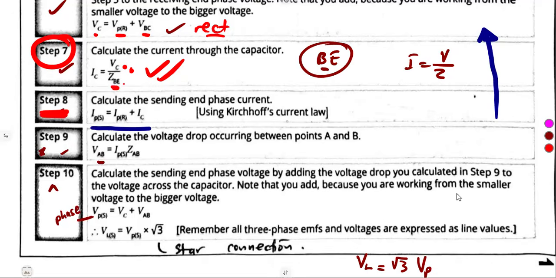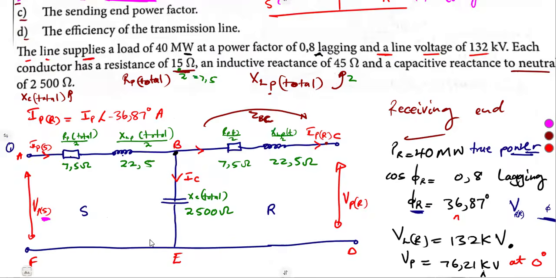And since we are working from the smaller voltage going to the sending, which is the bigger voltage, the phase value at the sending side is going to be VC plus VAB. So we need VAB. Then we can convert this to the line value, like I said before.